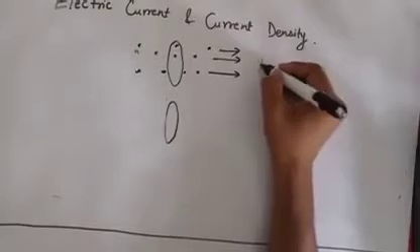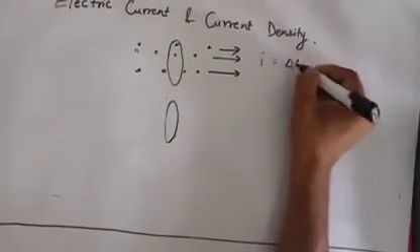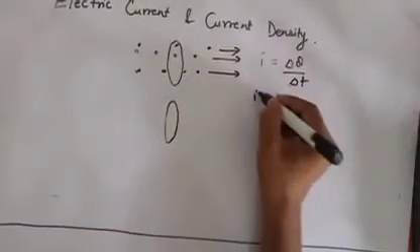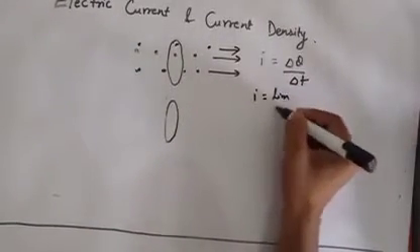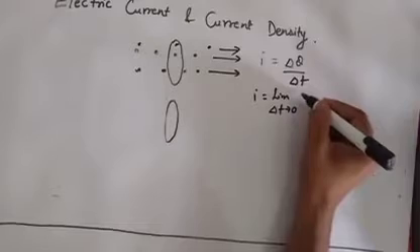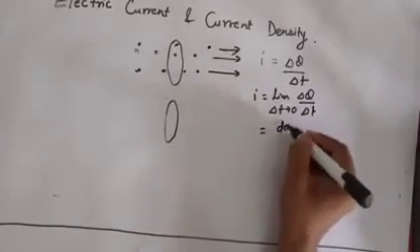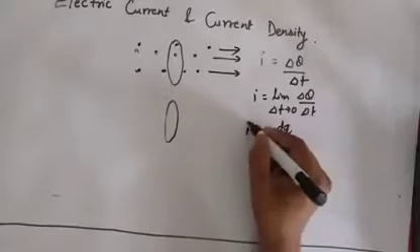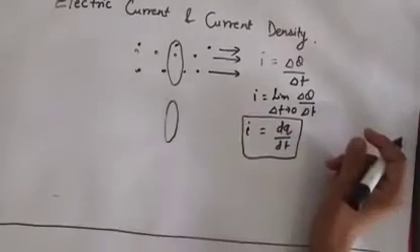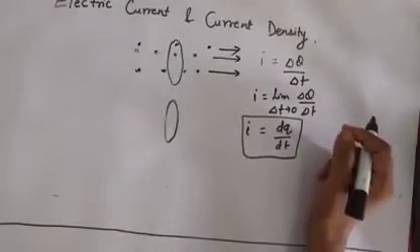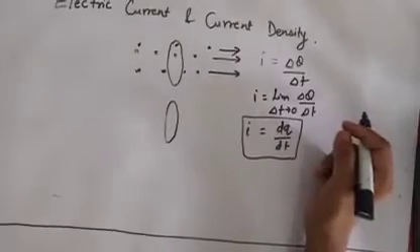We can define current as I is equal to delta Q upon delta T, or if we are limiting time as limit delta T tends to 0, delta Q by delta T, then it becomes dQ by dt. This is the definition of I in class 12th. And another term is required here, that is current density.